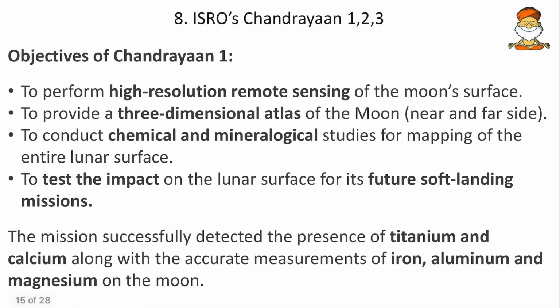Then come to the next: ISRO's Chandrayaan. We compare Chandrayaan 1, 2 and 3. The Government of India is planning for Chandrayaan 3, so in that context it becomes important. It is to perform high resolution remote sensing of the moon surface.